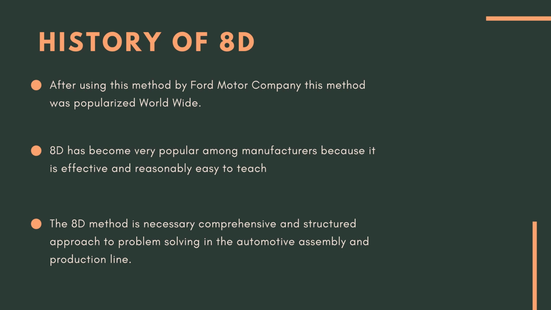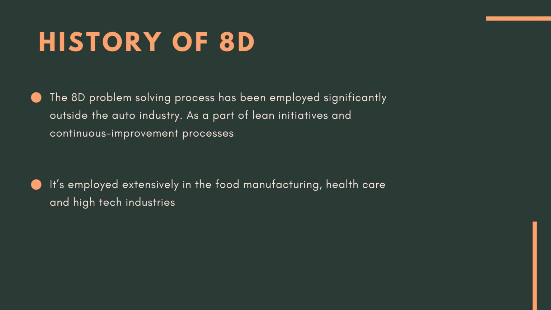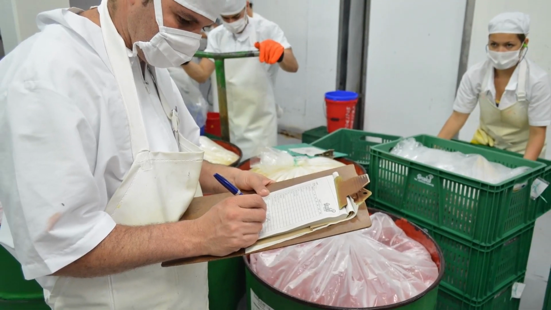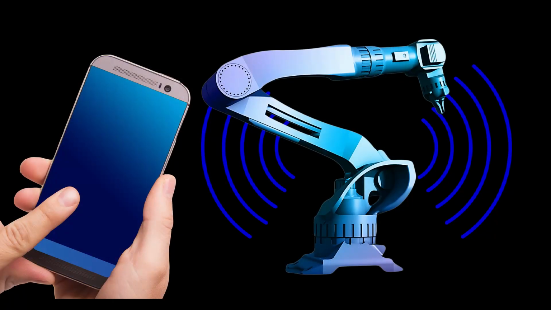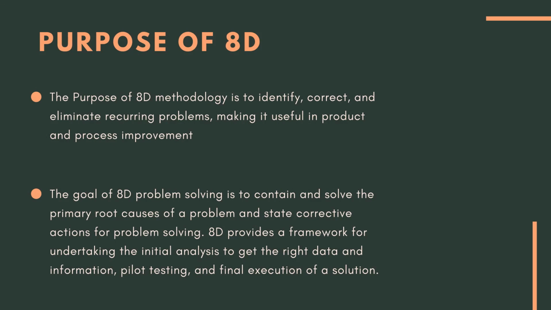8D has become very popular among manufacturers because it's effective and reasonably easy to teach. The 8D method is a necessary, comprehensive, and structured approach to problem solving in the automotive assembly and production line. The 8D problem-solving process has been employed significantly outside the auto industry as a part of lean initiatives and continuous improvement processes. It's employed extensively in the food manufacturing, healthcare, and high-tech industries. Let's move now to the purpose of 8D.